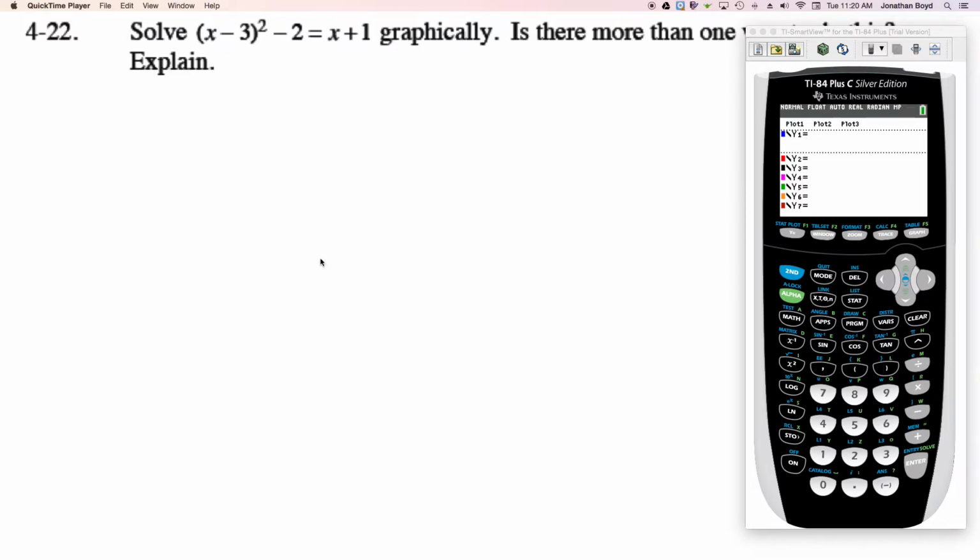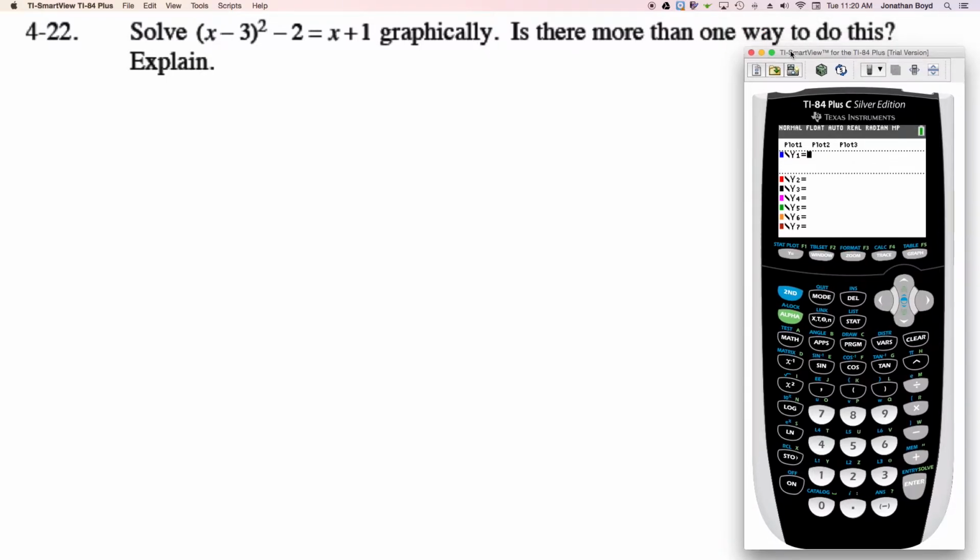Alright, problem 4-22 says solve the quantity of x minus 3 squared minus 2 equals x plus 1 graphically. It asks, is there more than one way to do this? Explain. So I've got my graphing calculator out. You'll need yours out if you don't have it out already.